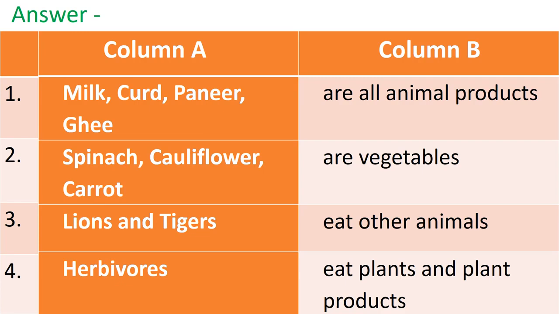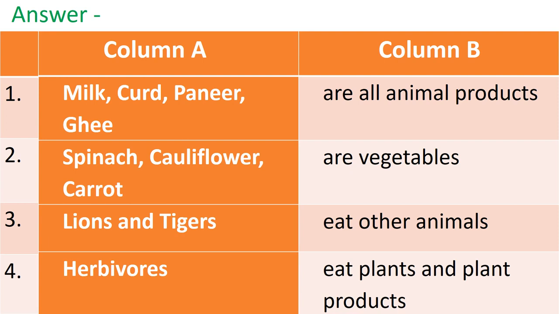Starting with point number 1 under column A, milk, curd, paneer, ghee. These all are animal products. Number 2, spinach, cauliflower, carrot. These all are vegetables.